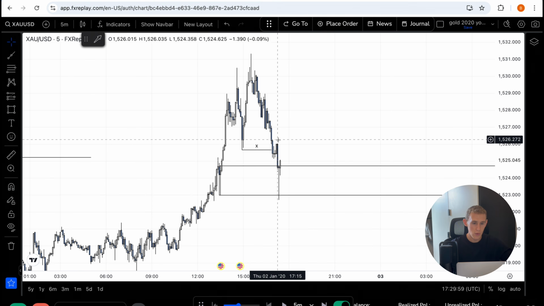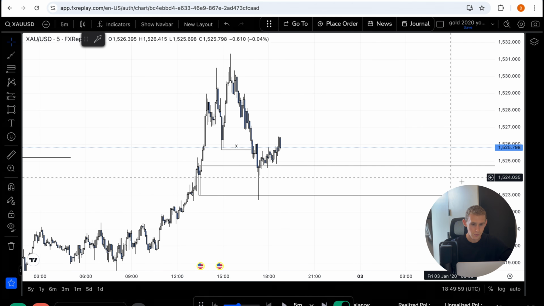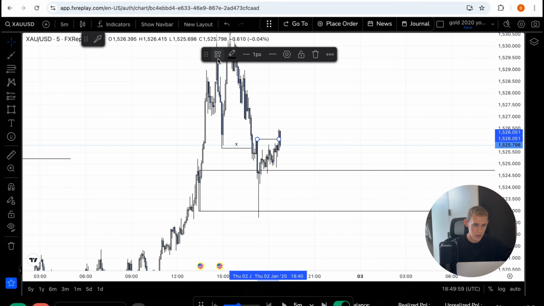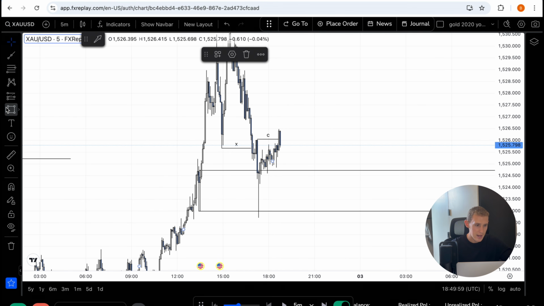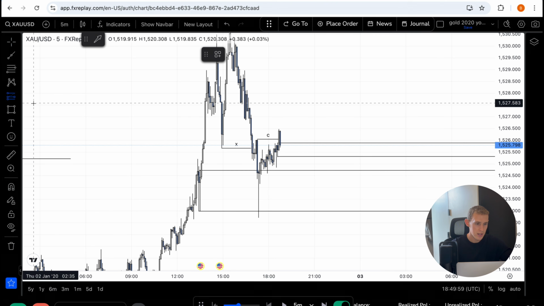So here what I'm looking for is for price to break structure to the upside and give us that indication that it wants to continue higher. Right, there we go. So we've had price break structure right here. Before this candle played out, this was an area of imbalanced demand. So this is a perfectly valid trade.